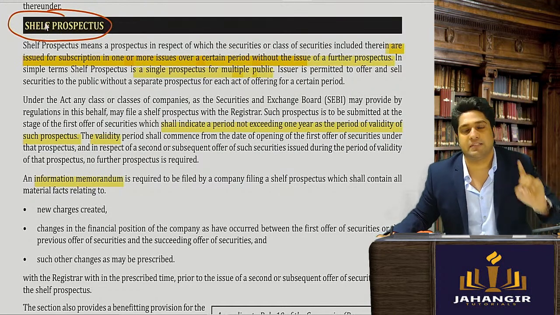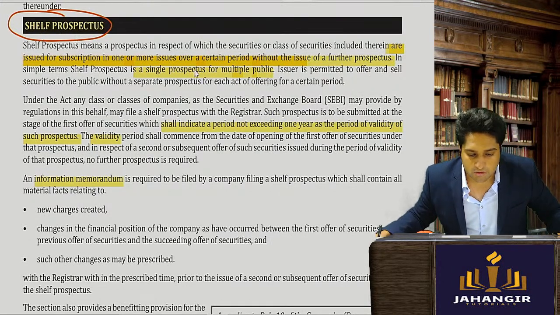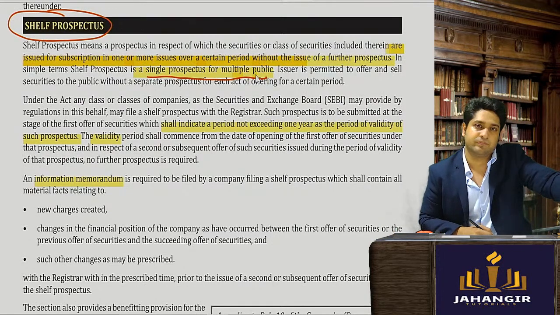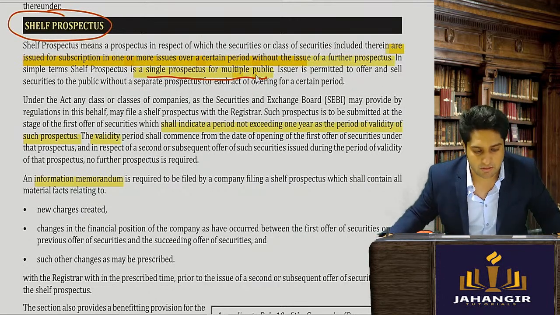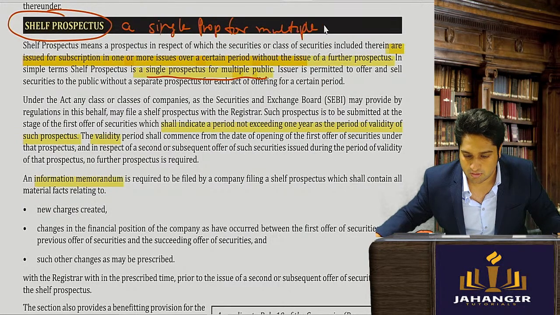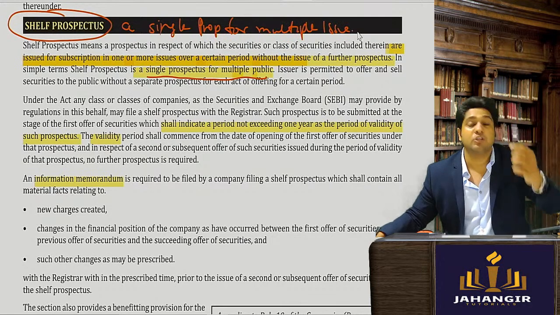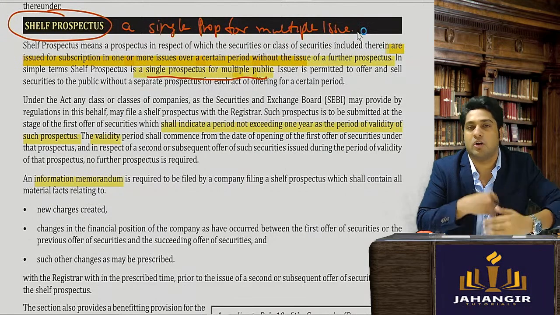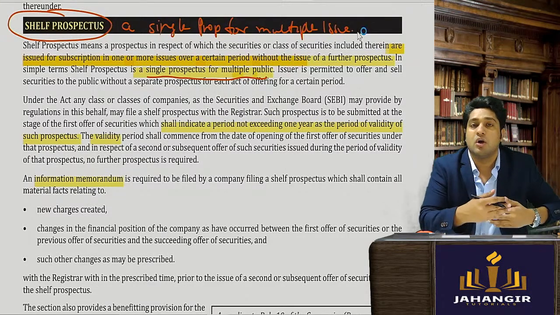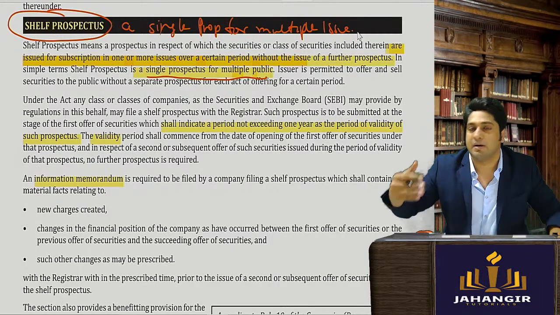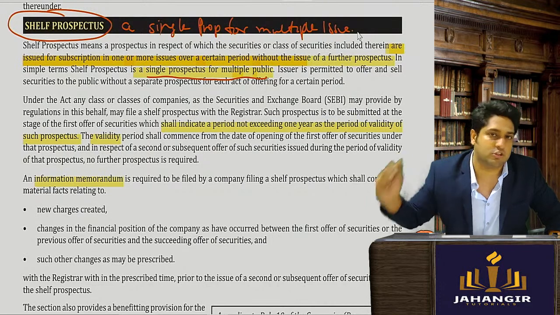Now, shelf prospectus, what is the key word to remember? A shelf prospectus is a single prospectus for multiple issues. Now, what does it mean? Okay, so here public companies who plan to come out with public issues very often, like 4 or 5 times in a year, 6 times in a year, they plan to raise money regularly within a short span.